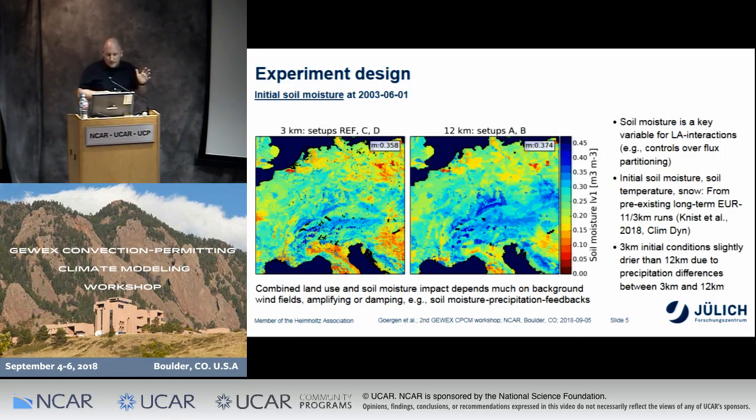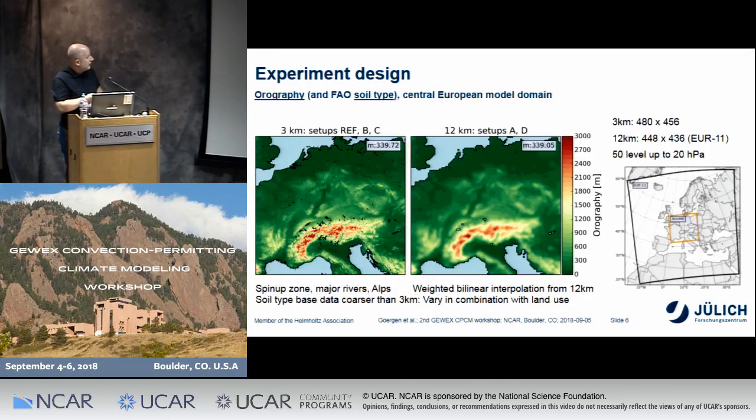But already important to mention here, no matter what you do in terms of land use or soil moisture, the impact depends very much also on the background wind field. If you have a large heterogeneity in patterns, as soon as you have very strong winds, you have a lot of mixing in the boundary layer and the effect may even vanish, right?